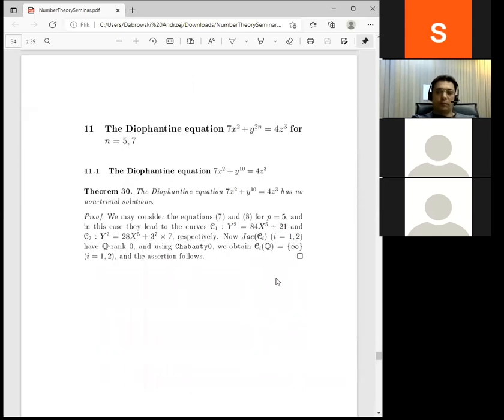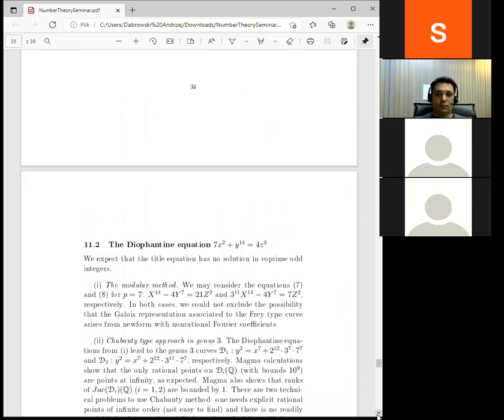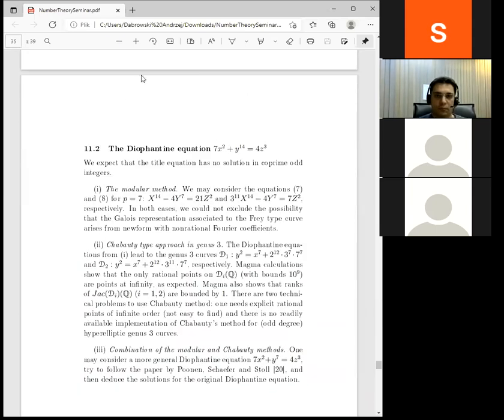The case of n equal to 7 is more difficult. We don't know at the moment how to solve it, so the modular method doesn't work alone. The Chabauty-type approach is valid for two genus-free curves, but we're not able to find... The rank of the Jacobian is probably 1, but we were not able to find any point of infinite order. So it's not done by this method.